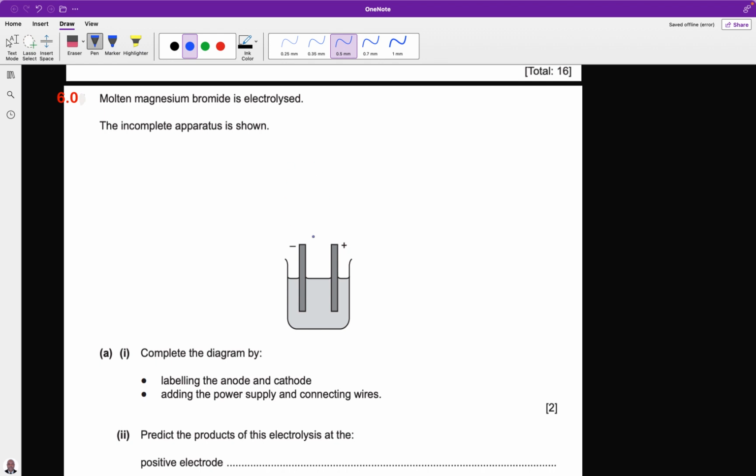Okay, these are the 2 electrodes. How can we put them? It should be like this.